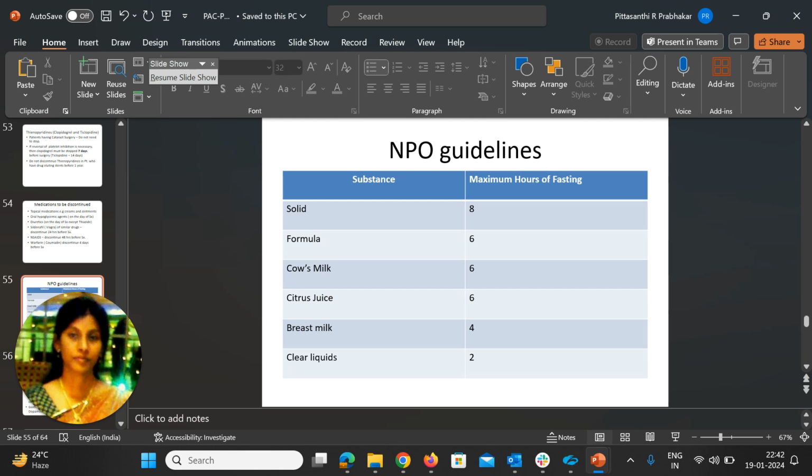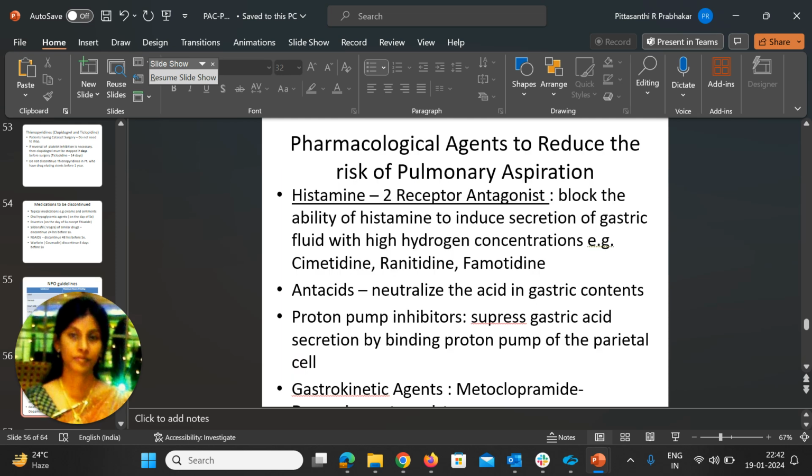So the nil per oral guidelines are: for solid substances, 8 hours, the maximum hours of fasting; formula feed, 6 hours; cow's milk, 6 hours; citrus juice, 6 hours; breast milk, 4 hours; clear liquids, 2 hours.